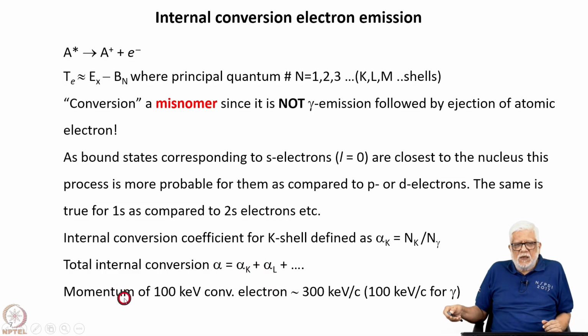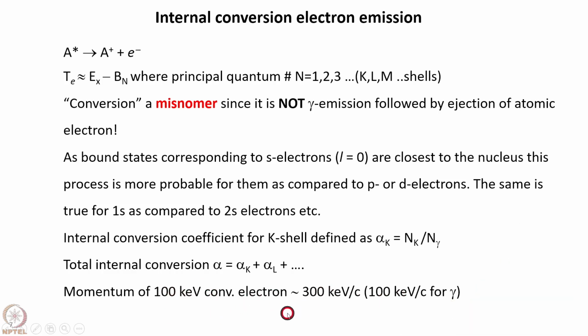Just for getting some feel for the numbers, the momentum of a 100 keV conversion electron for a medium mass nucleus is of the order of 300 keV/c, whereas for a photon it is about 100 keV/c. Of course, this is independent of the Z, because we have already taken care of the binding energy. So, this is a 100 keV conversion electron, and that you can compute given the mass of the electron, that is about 300 keV/c. Whereas for a photon, this momentum corresponds to about 100 keV/c. The conversion electron has a momentum 3 times that of the photon, of course for this energy.